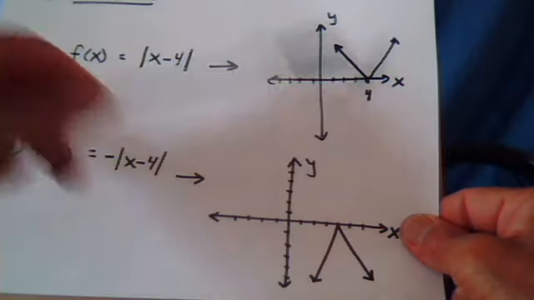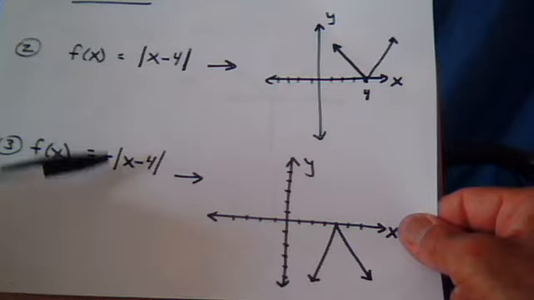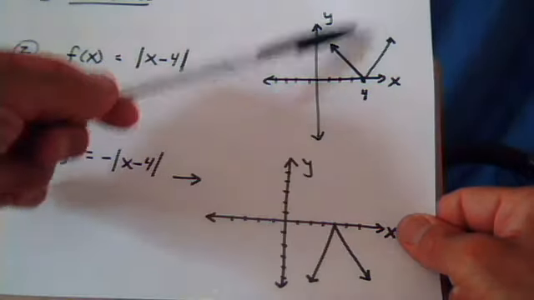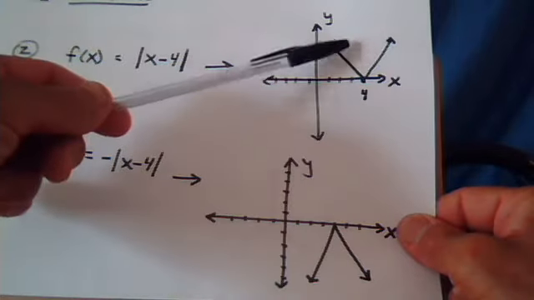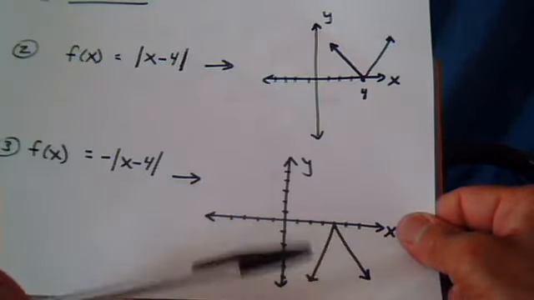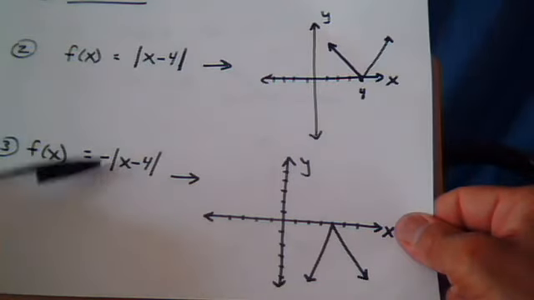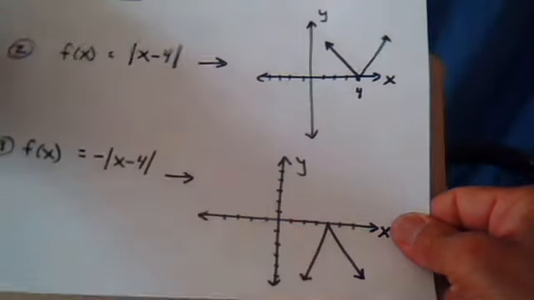Now that we have it here, now let's bring in the negative. How is the negative going to affect the graph? It's going to flip it around the x-axis. It's going to reflect it in the x-axis. So this is its final place. So the graph of this absolute value function looks like this.